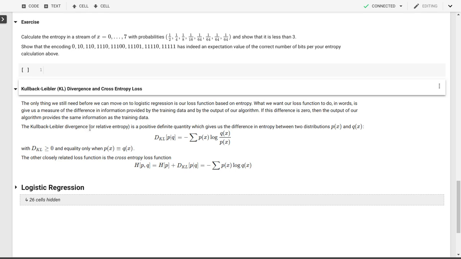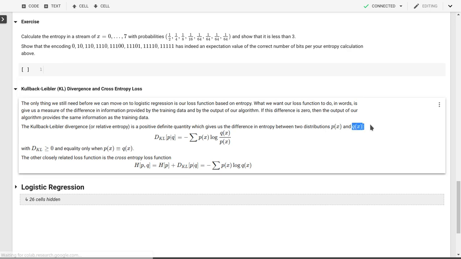What does that mean? It is a quantity that gives us the difference in entropy between two distributions. So let's imagine we have a set of x's that correspond with probabilities p of x, and that same set of x's can correspond to a probability q of x. Okay, how different are those distributions? What is the difference in their entropy? Well, we can calculate that through this Kullback-Leibler divergence. For p given q, which is minus the sum over p of x, the log, and now we have the ratio of q over p.